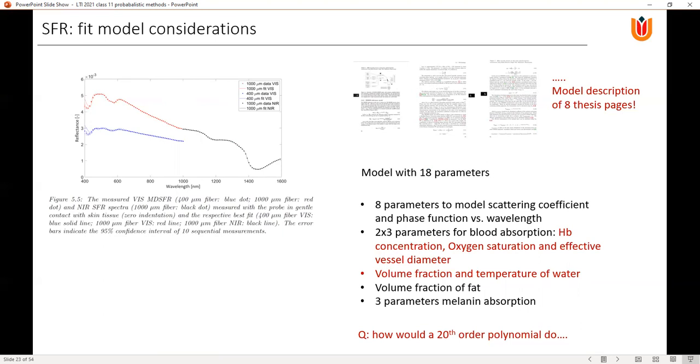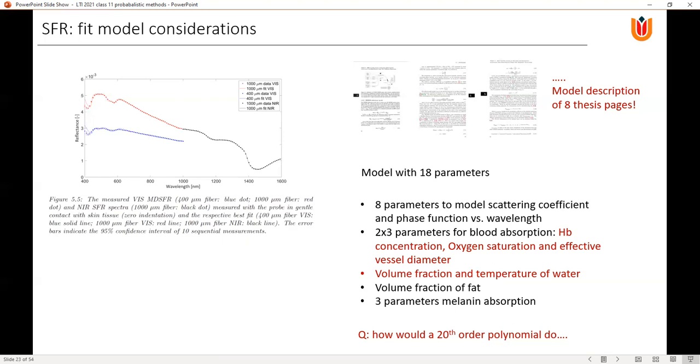So there's 8 parameters necessary to model the scattering coefficient and the phase function. There is 6 parameters for blood absorption. So we have the hemoglobin concentration, the oxygen saturation. There's also, if you remember maybe from the very first class, that if the red blood cells were confined in vessels, then we had a different response than when they were homogeneously distributed. So we have to take that into account as well. So there is water. The absorption of water is temperature dependent. So there is a parameter that accounts for that as well.